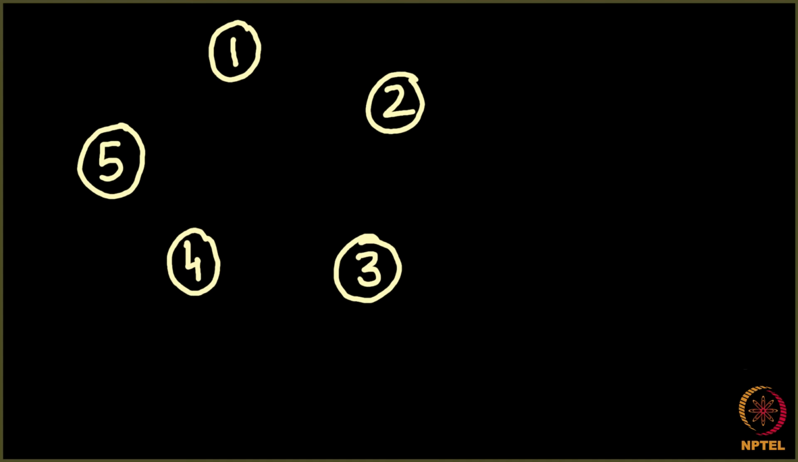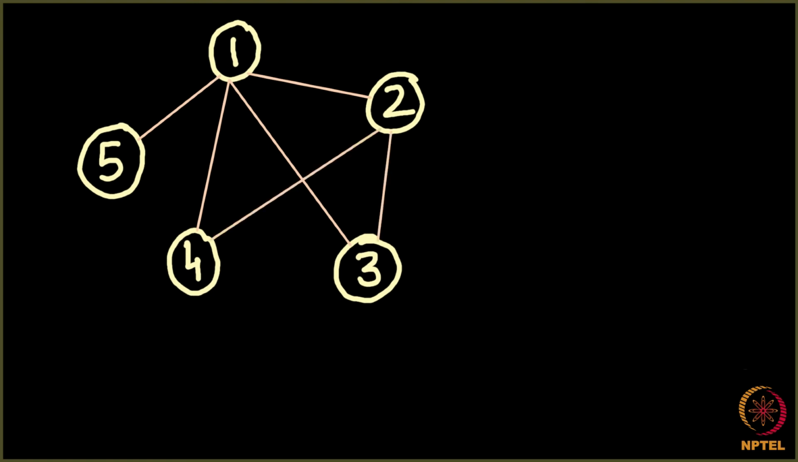And I'll put some edges between these nodes. Let me put some edges. Let's say from 1 to 5, from 1 to 2, 1 to 4, 1 to 3, and then from 2 to 3, 2 to 4, 3 to 4, 3 to 5, 4 to 5. That's it.